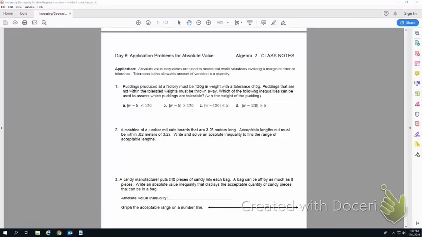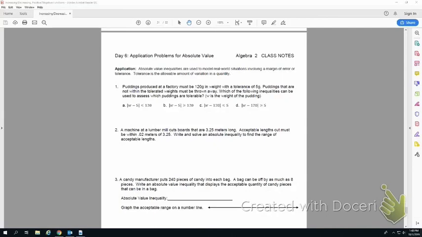Okay, so looking at today's stuff. The arithmetic on today's stuff is exactly what it was last class. It's just that these are application problems, so we're going to actually make the equation and then we'll solve it. But it's the same process on all of it.